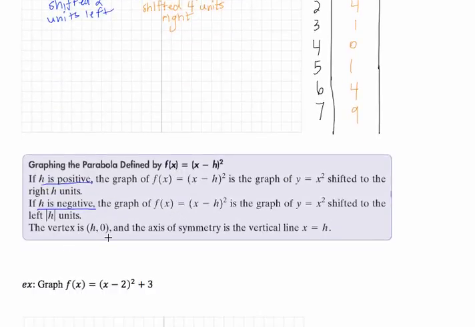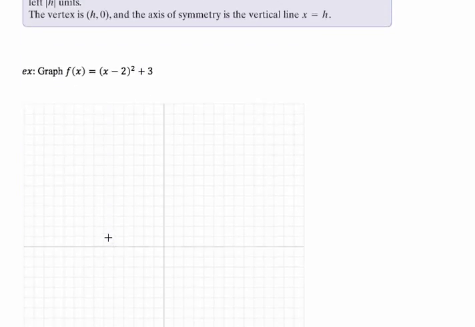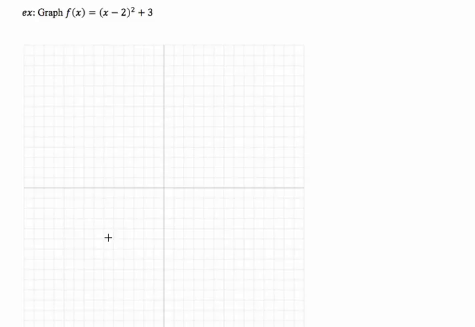Okay, that's it for the left and right shifting. Now let's combine what we've learned so far and practice this on a problem. Now we can do this one without plotting points. So what we'll do is we'll shift it using the shifting techniques we've just learned, sketch a graph, and then we'll check by checking at least 1, maybe 2 points.